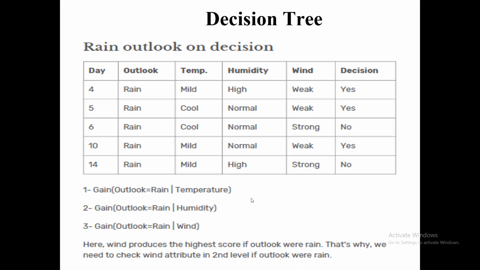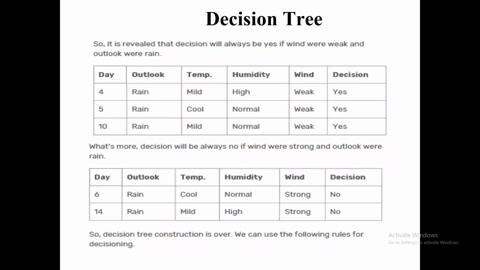We can do that easily by following the steps in the previous example that we saw. And upon doing that, we find out that when outlook is equal to rain, the wind attribute actually gives the most information gain. So what we do is split our decision tree according to wind whenever outlook is equal to rain.